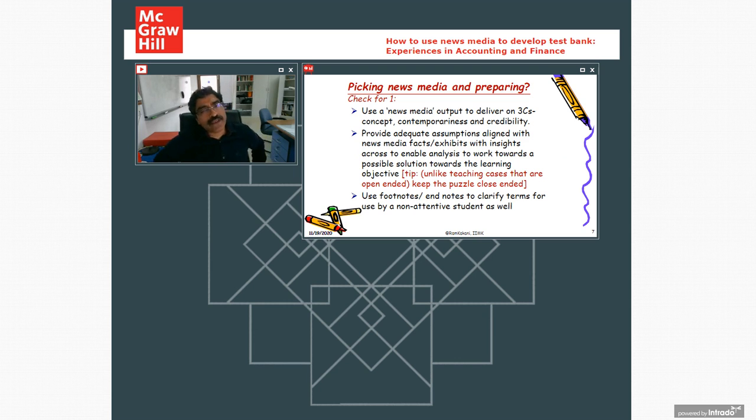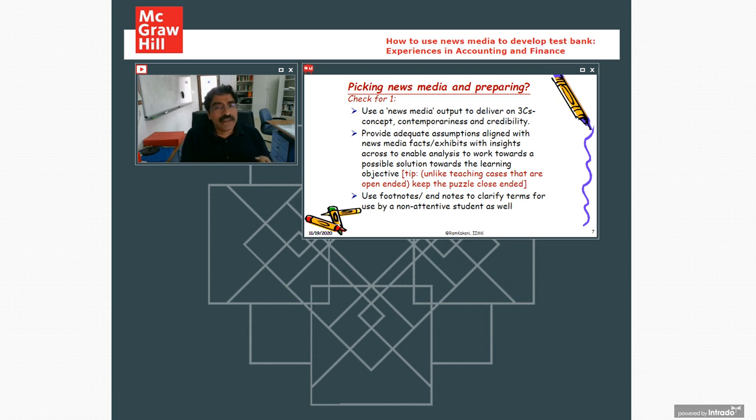First and foremost, decide on a news media output which has all the 3 C's I'm mentioning. What I mean to say is, use a news media wherein you are able to ensure that the concept you decided on, you are able to deliver it. Second, the news media that you are using has some contemporariness. You can't use a news media which is 10 years old or 20 years old.